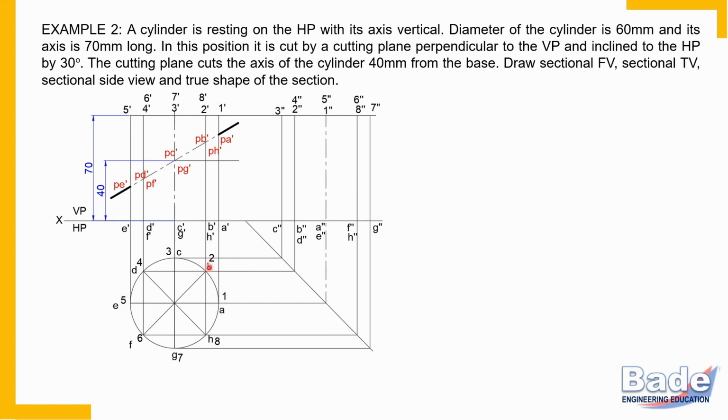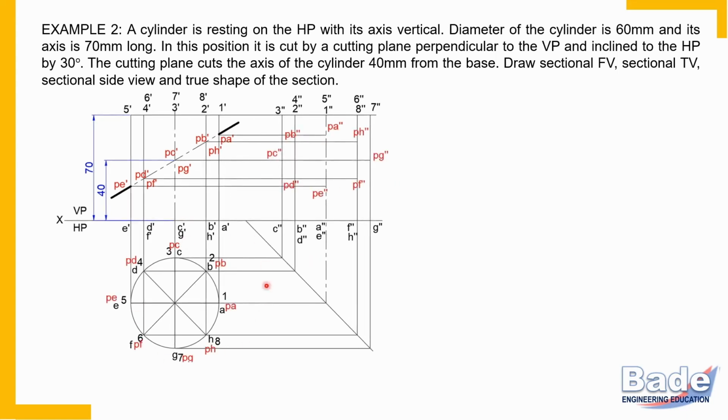Similarly, PB you will get directly on this point. PC directly on C3, meaning on this point. PD is on D4, meaning on this point. It means all these P points you will get on the circle itself. And when you transfer PA in the side view, PA is on generator A1, and this is how you transfer all the points in the side view.